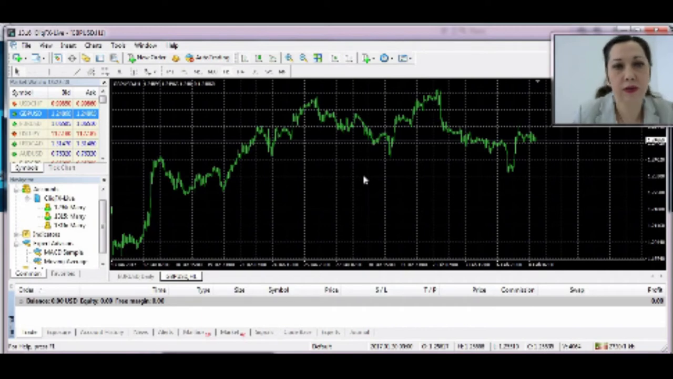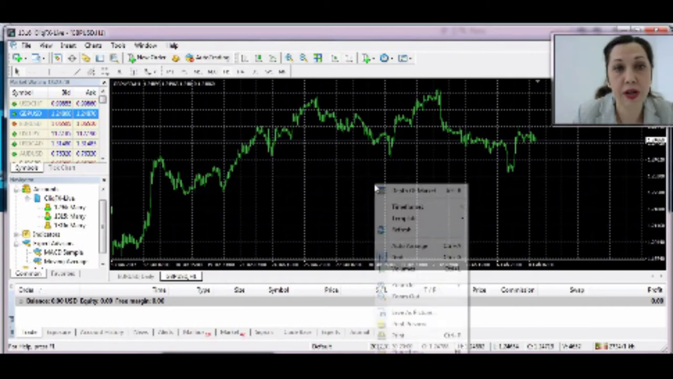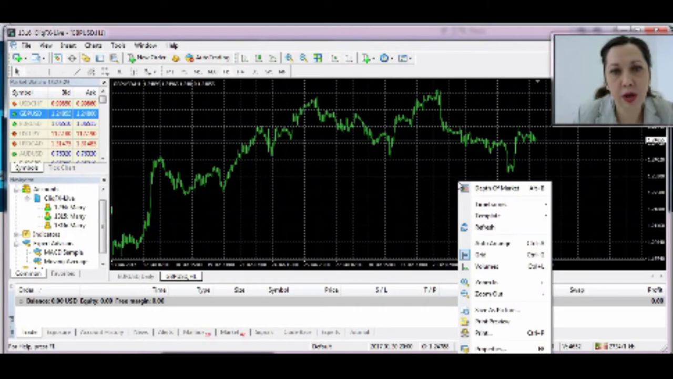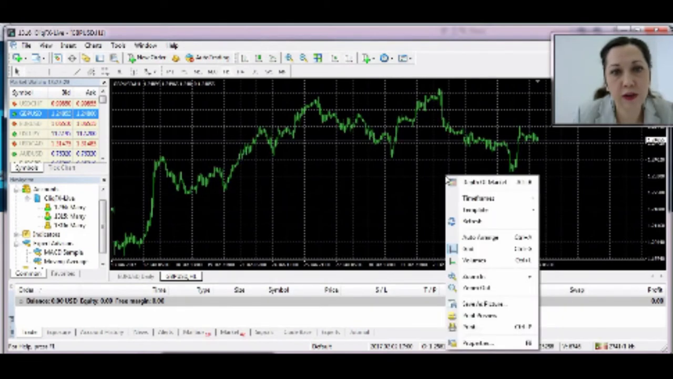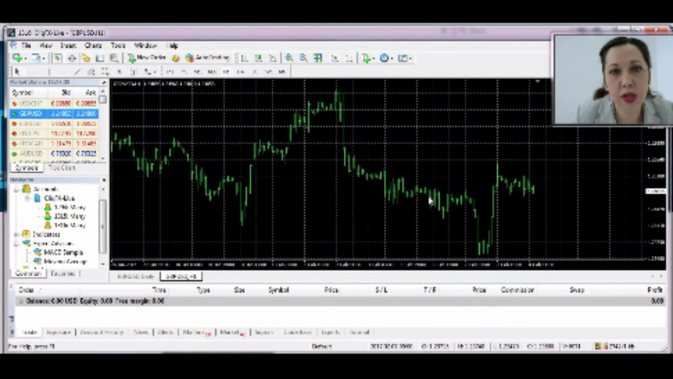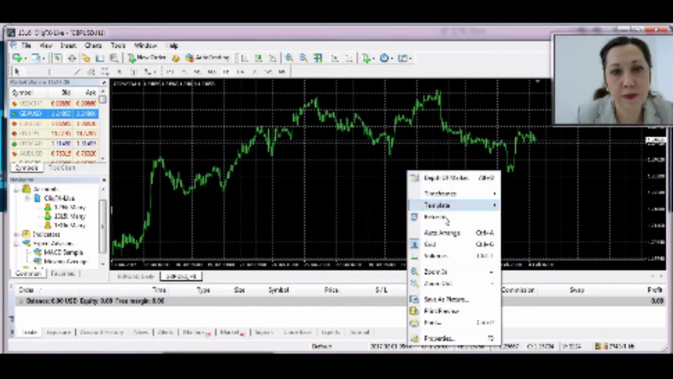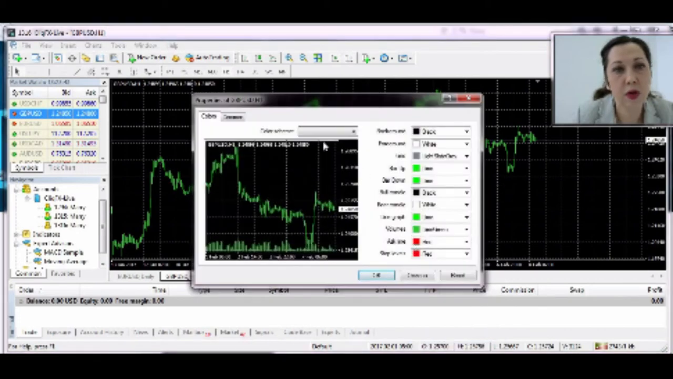What you need to do is click the right button on the screen and use this window. You see a lot of options here. We can zoom in, zoom out, but we will come back to that a little later. And auto range, properties. So here we go. We have two main buttons, colors and common. We need colors here.